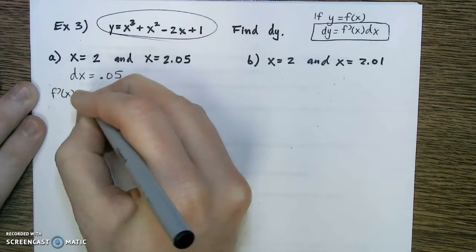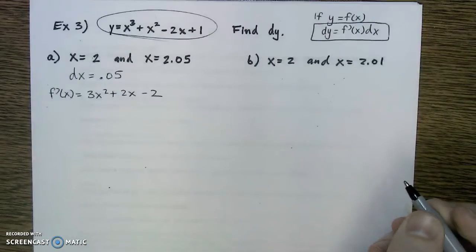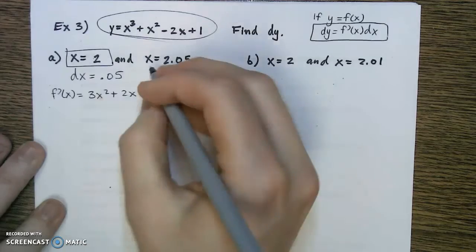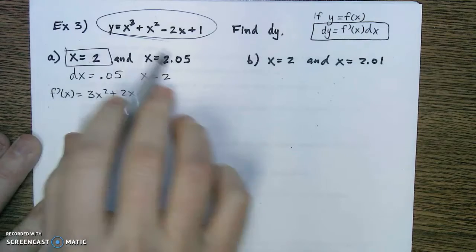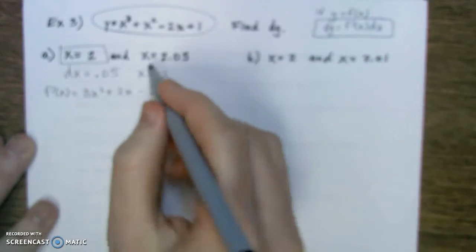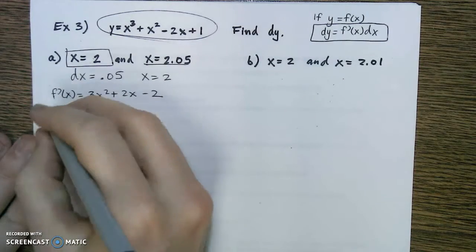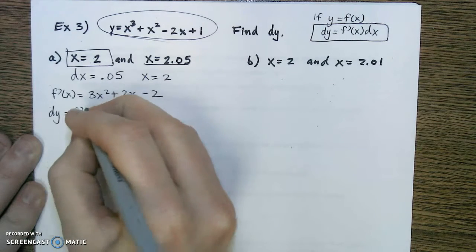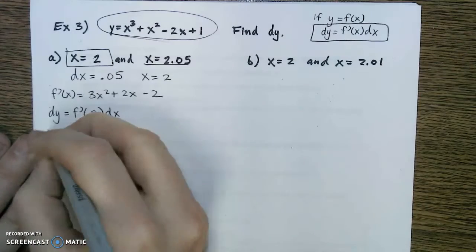So f prime of x is 3x squared plus 2x minus 2. We're starting with an x value of 2, and so that's going to be my x value. The change in x after 2, we go up 0.05, so that's going to get us to that second one. And then we're going to do dy equals f prime at 2, and then dx, which is 0.05.